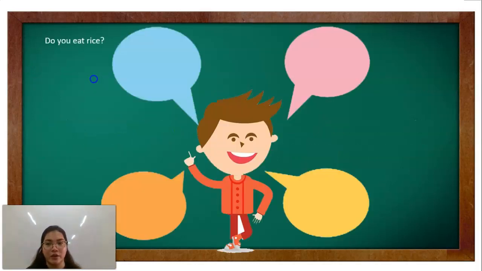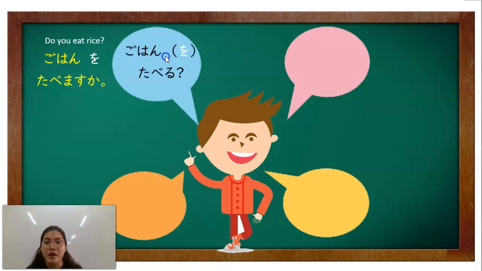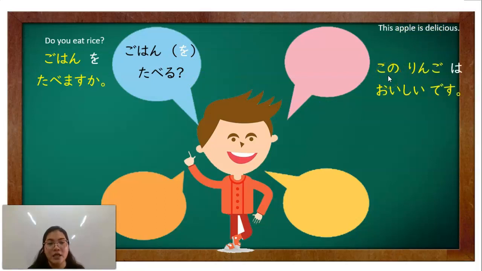Just like an example here. Okay? Do you eat rice? Konban o tabemasu ka? In a polite way. Why in a plain style? You just omit o. So you can just say, konban taberu? Okay, so nawawala na si particle o. Another, this apple is delicious. Polite, kono ringo wa oishii desu. In a plain style, kono ringo oishii ne. So nawawala na si particle wa.